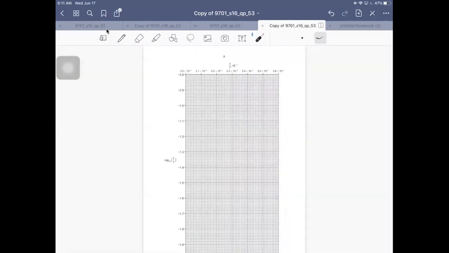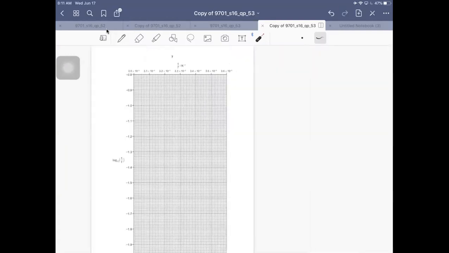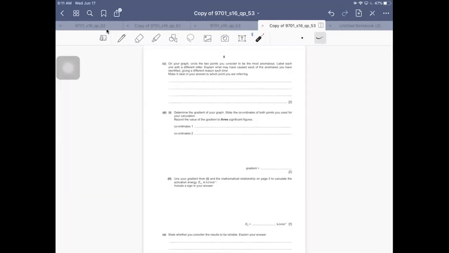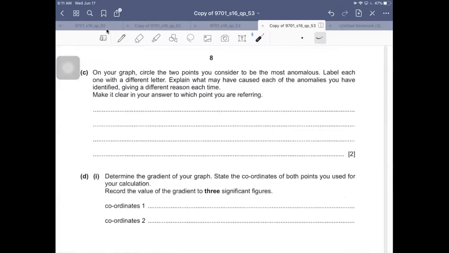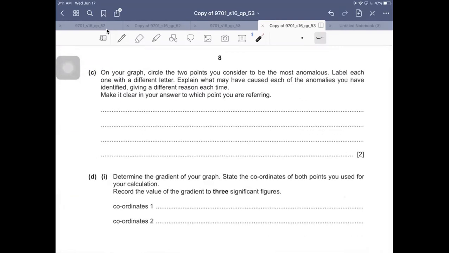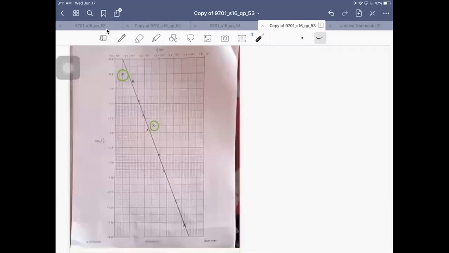Okay, let's have a look at the first question. On your graph, circle the 2 points you consider to be the most anomalous. Label each one with a different letter. Explain what may have caused each of the anomalies you have identified, giving a different reason each time. So you have to label them A and B. Make it clear in your answer to which point you are referring.